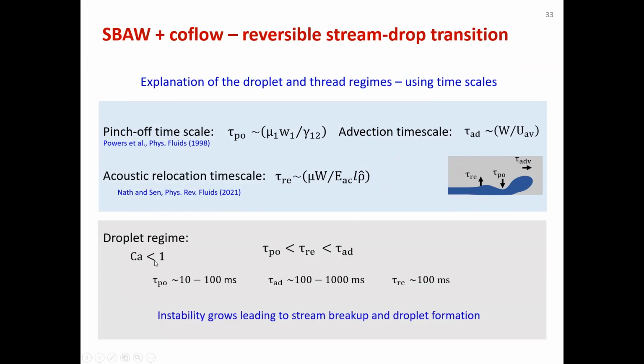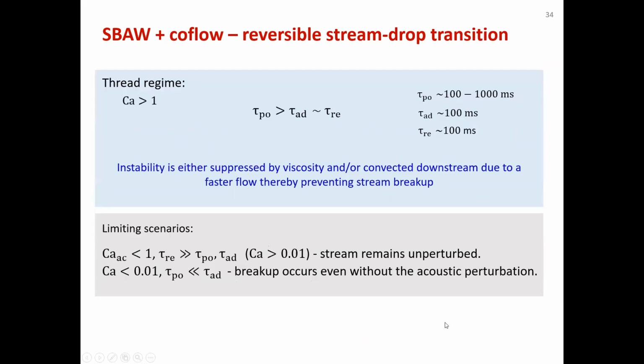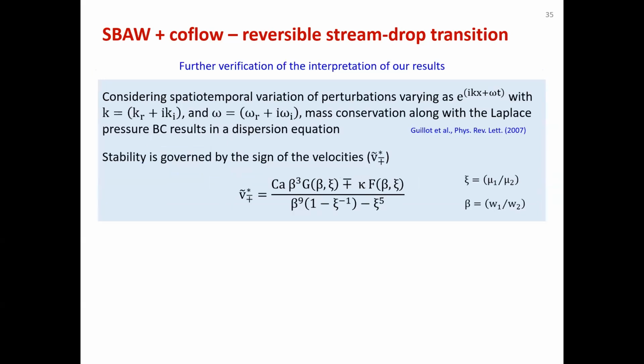And we found that when capillary number is less than 1, the pinch-off timescale is less than the relocation timescale, which is less than the advection timescale. So the instability which is generated initially because of the initial perturbation grows, leading to stream breakup and droplet formation. And when the capillary number is greater than 1, we have the pinch-off timescale, which is larger than the advection timescale, which is the same order as the relocation timescale. So here the instability is either suppressed by viscosity or convected downstream because of the faster flow, thereby preventing stream breakup. So we also tried to verify this from a linear stability analysis.